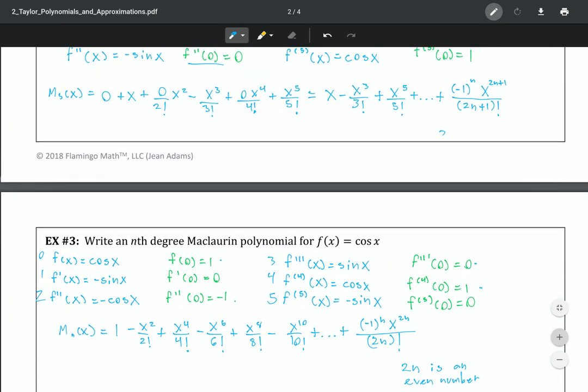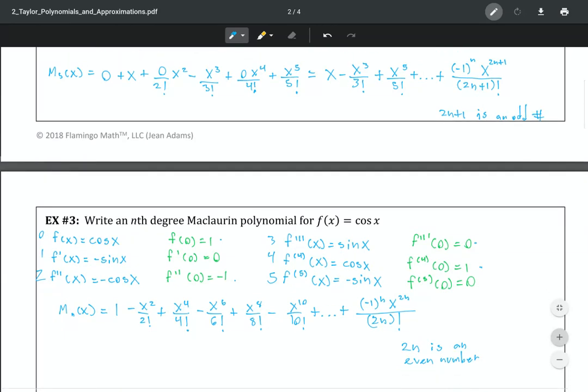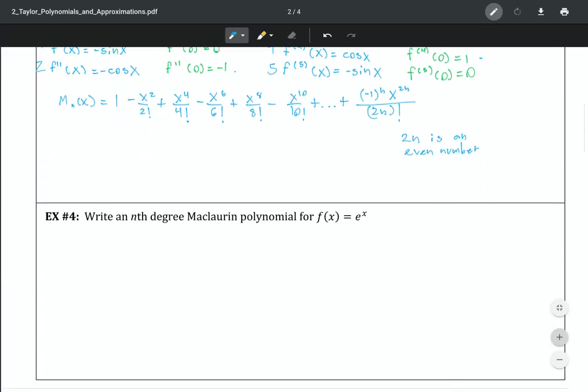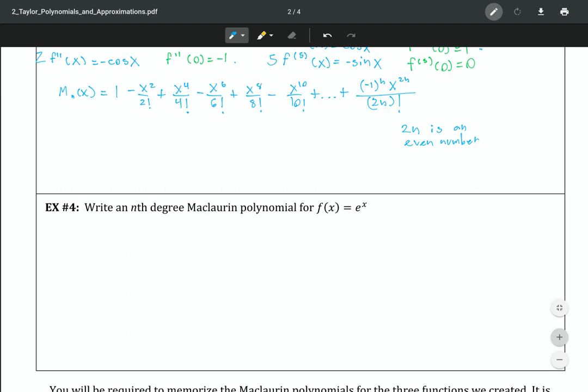Just like here, the 2n plus 1 is an odd number. Okay, so let's go ahead and move on to example 4.